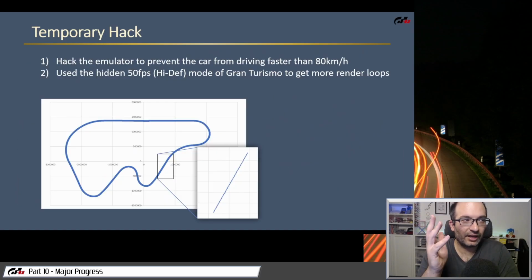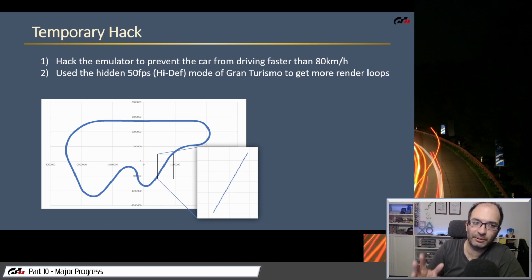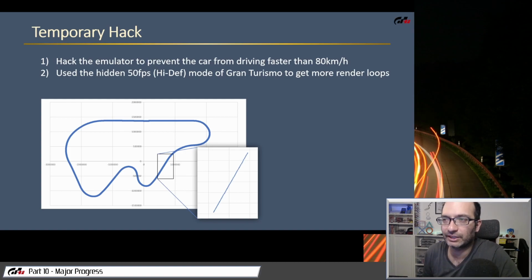So again, I have a fudge fix. I basically made the AI agent drive really slow, 80 kilometers an hour. So I forced the engine speed variable in RAM in Redux to remain at a constant. That way it cannot go beyond 80. I don't remember if it really was 80, but some slow speed.